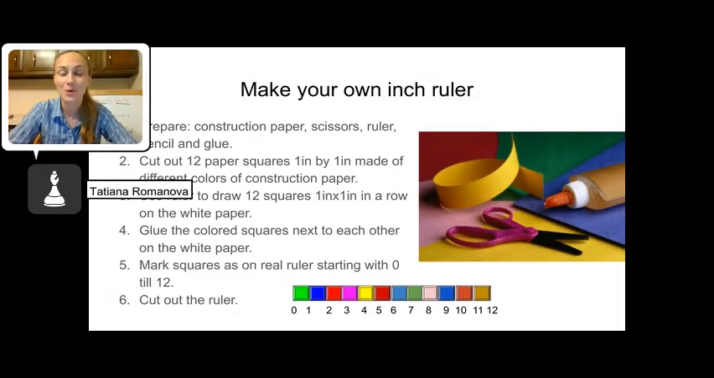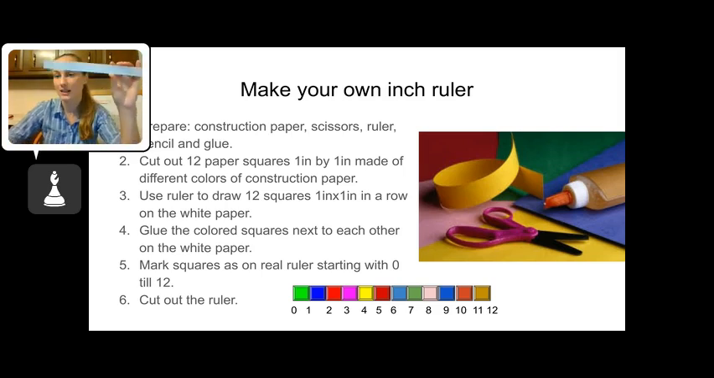And now is the most interesting part of our lesson. Let's make our own inch ruler. I sent you in advance some materials. You should get by mail a cut out white paper and some colorful squares. They are 1 inch by 1 inch. So what should we do?